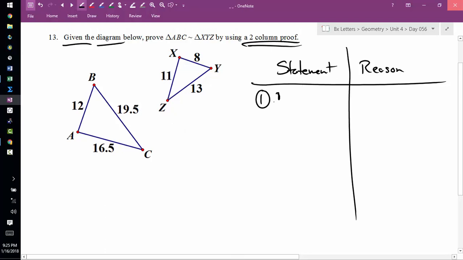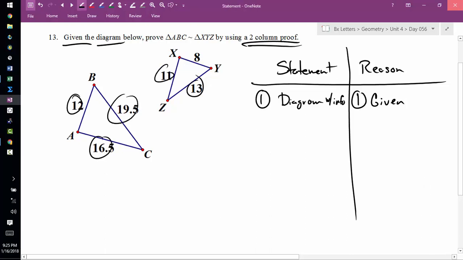So step one is diagram. How did I know that? Well, it was given. And I'm going to write diagram with info. Because that's really what I care about. I care about all these numbers, and I'm not going to take the time to write them out. You just tell them, hey, you gave me this diagram with information. I'm going to make use of it.